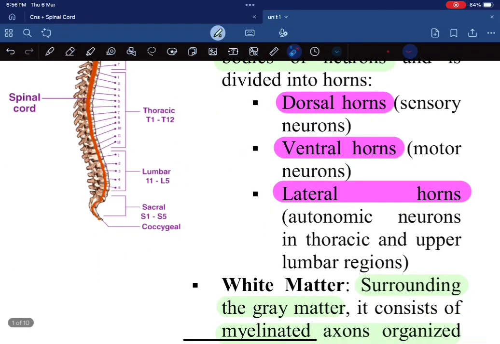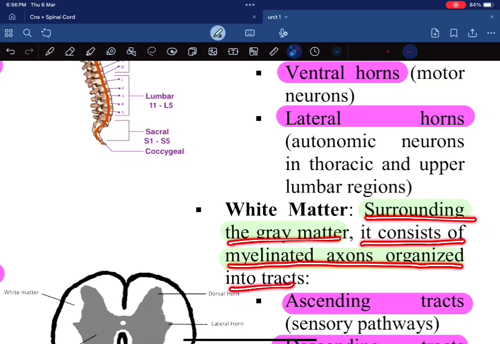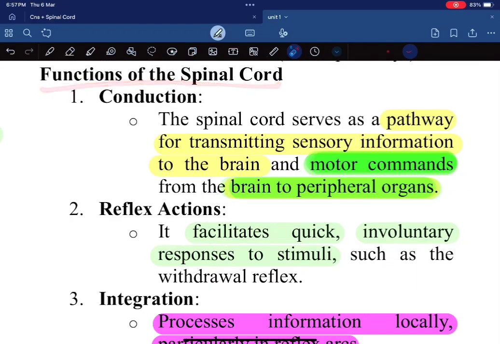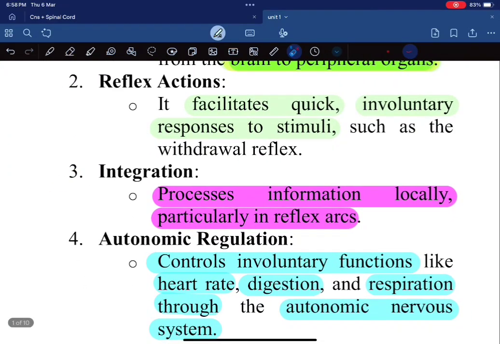And white matter. Surrounding the gray matter, it consists of myelinated axons organized into tracts: ascending tracts and descending tracts. Functions of spinal cord: first conduction, second reflex action, third integration, and fourth autonomic regulation.